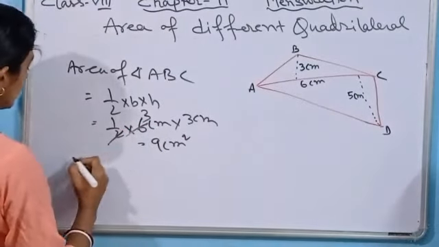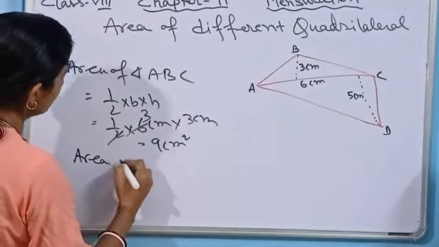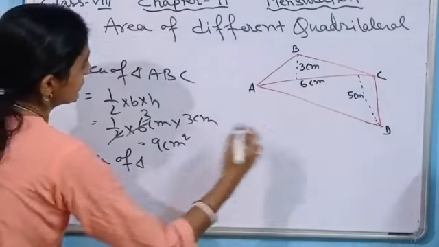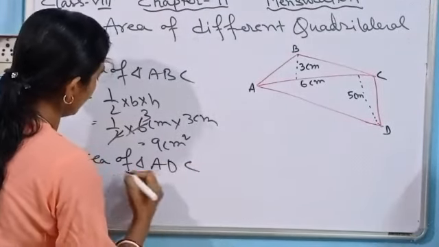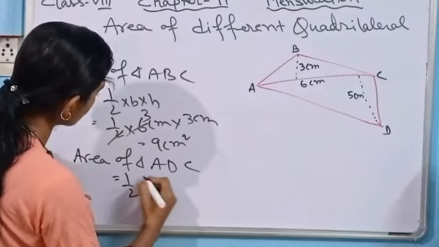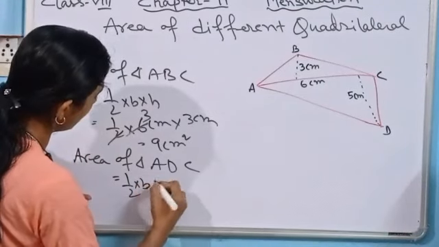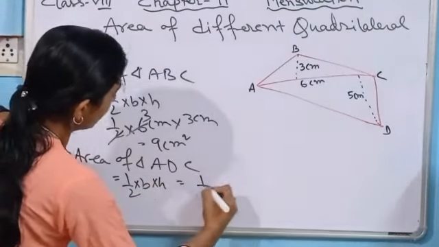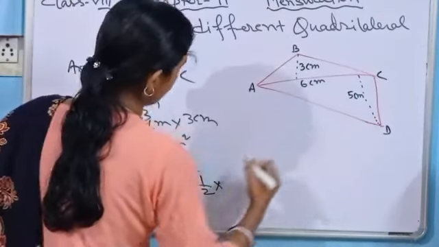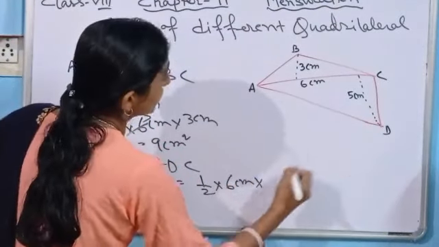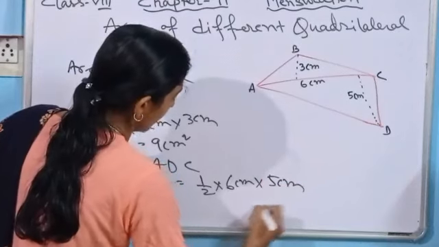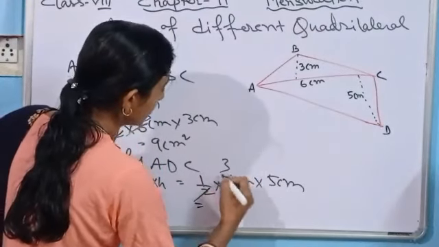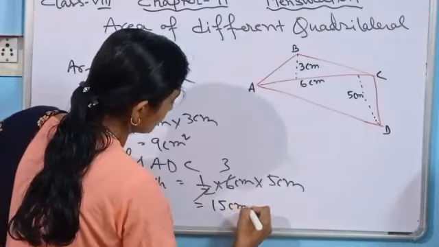Let's come to the second triangle. What is the area you are getting? Area of triangle ADC, where the same formula we are going to apply here, half into base into height, where base, that means the diagonal, that is equal to 6 centimeter, and height has been given 5 centimeter. We have applied here. So what we are getting, that is equal to 15 centimeter square.